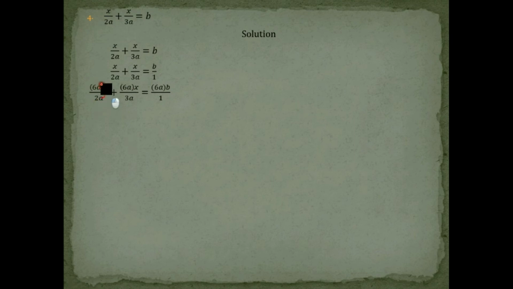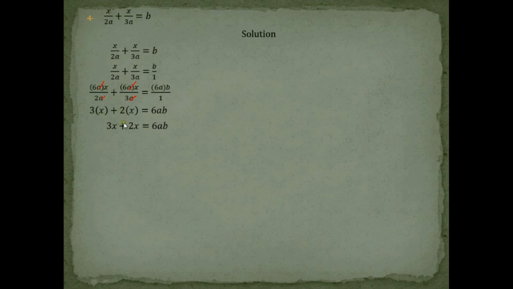a is gonna cancel a right there, a is gonna cancel a right there, and 2 in 6 is 3, so what I'll be having will be 3x. Now 3 in 6 is gonna be 2, so what I'll have is 2 times x, and there's nothing that goes there, so we just have 6ab right there. So we have 3x.